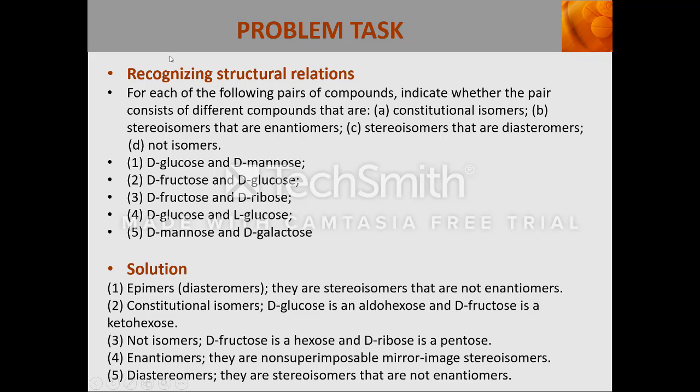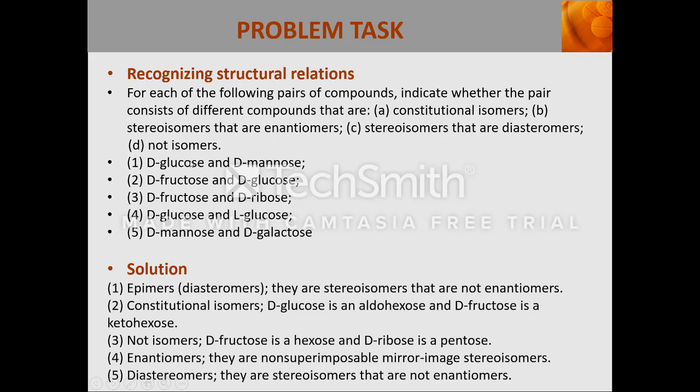Now the problem task. Recognizing structural relations. For each of the following pairs of compounds, indicate whether the pair consists of different compounds that are A. Constitutional isomers, B. Stereoisomers that are enantiomers, C. Stereoisomers that are diastereomers, and D. Not isomers. And given 5 pairs of compounds, let's describe them one by one.